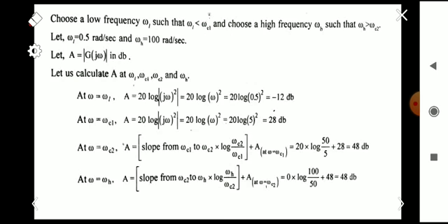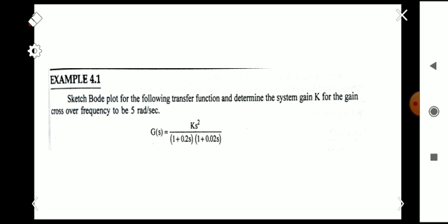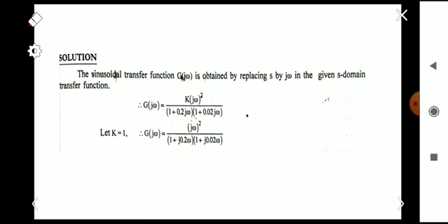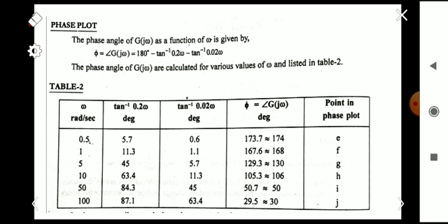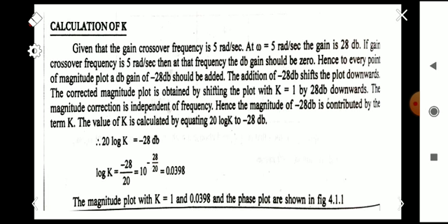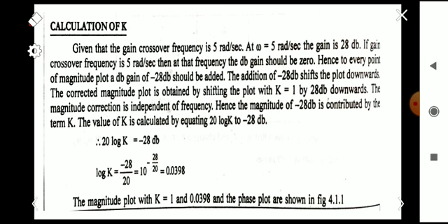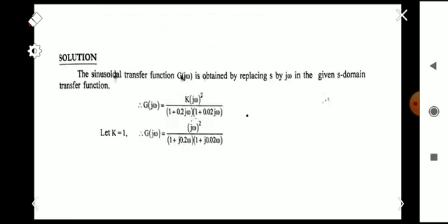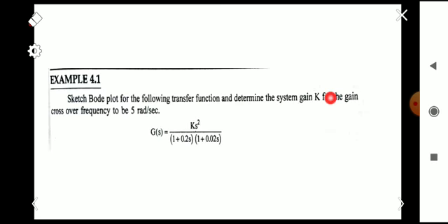But in the question, they have asked that we have to find the value of k, the system gain k, for the gain crossover frequency to be 5 radian per second. We know that at the gain crossover frequency our decibel magnitude will be 0. So if 5 radian per second is to be the gain crossover frequency, that is this gain crossover frequency, that is 5.